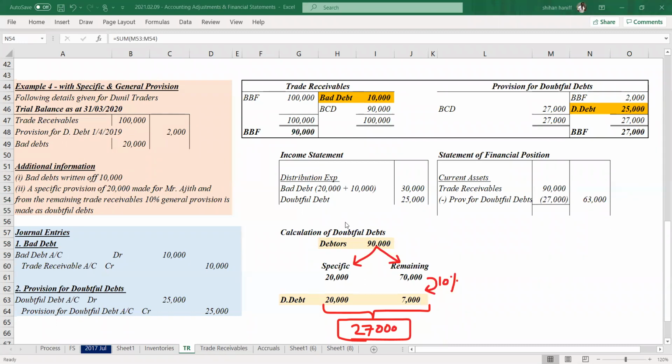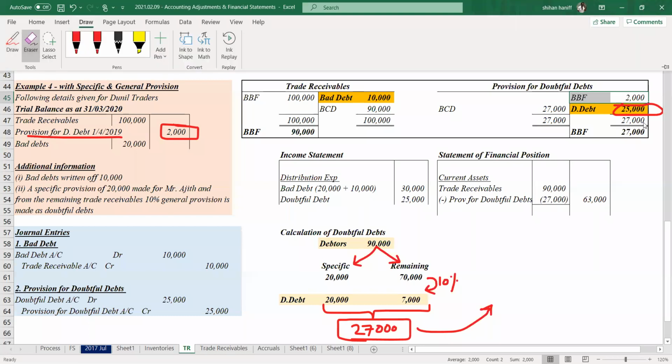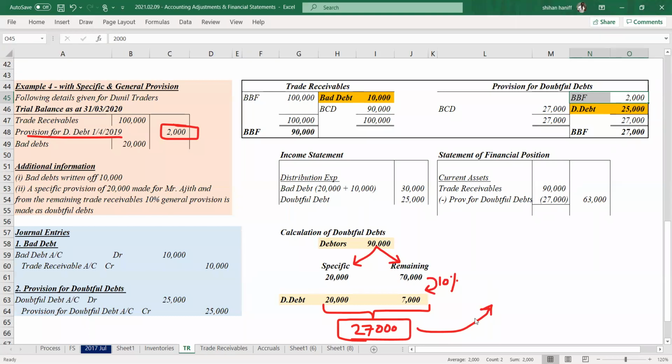There's a question. Why 25,000? 25,000 because total is 27. Opening already 2,000 is there. Opening 2,000 is given. Provision. So total should be 27,000. And the difference is 25. Under provision. That's why 25,000 comes. Okay, so we will complete this.